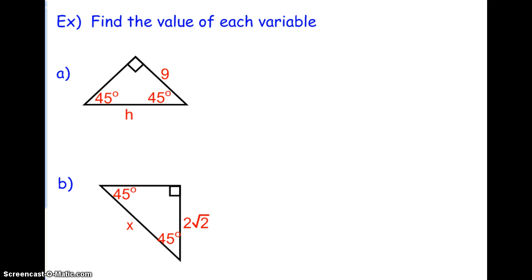Well, the hypotenuse is the one across from the 90. So one leg is 9. The other leg is 9. Therefore, 9 square root of 2 is the hypotenuse.